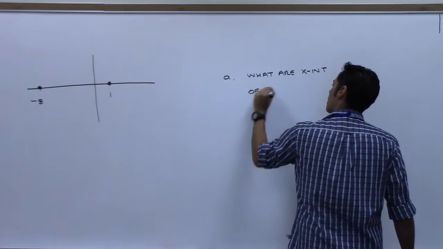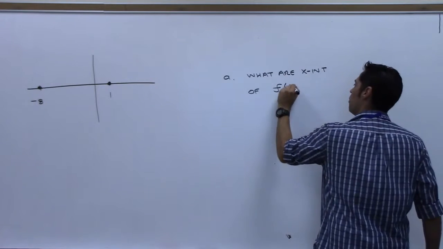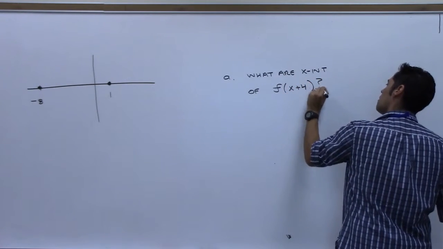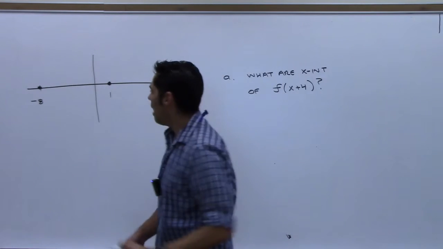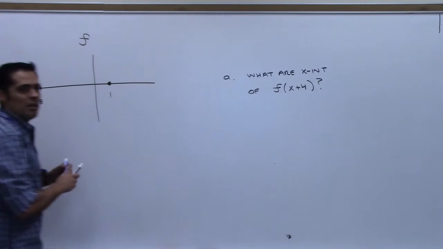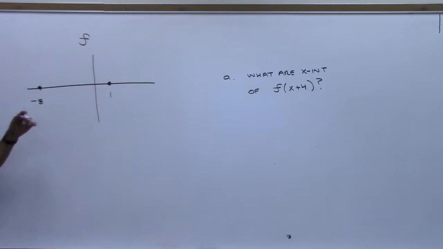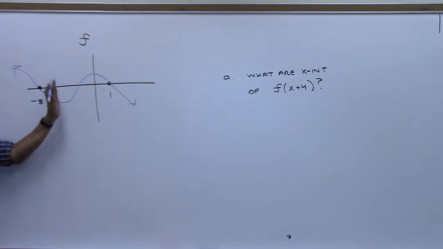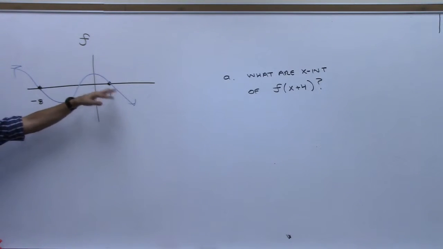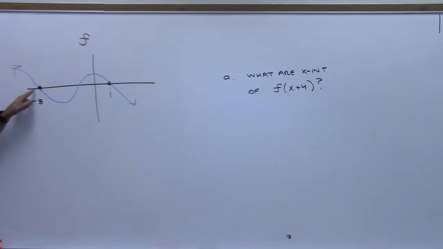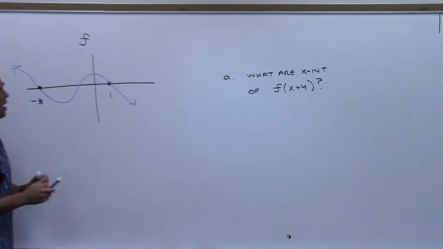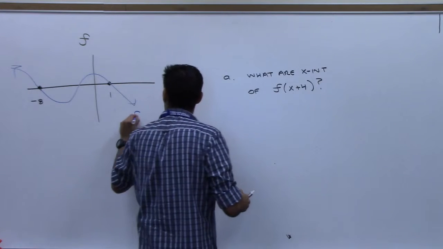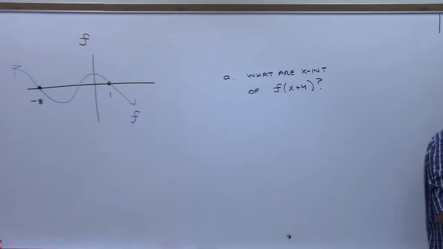of f of x plus 4? So this is the graph of the function f. We actually don't even know what it looks like, do we? We don't. So I can make something up here. I could say it does this, and does this, and does this. It's a function, though, so it has to pass a vertical line test. So this blue part is just something I made up. All I know is that this point and this point cross through the x-axis. That's f, right? Tell me what the x-intercepts of f of x plus 4 are.